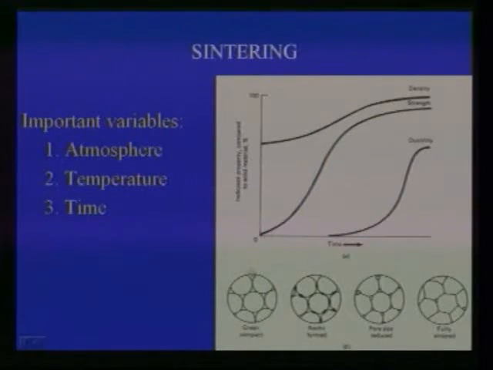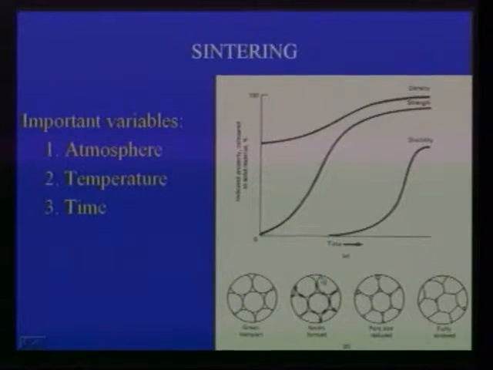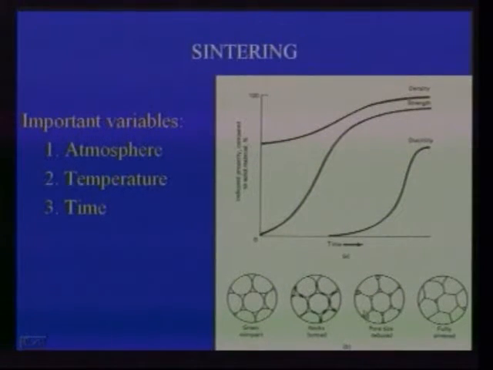If you see here, it is a green compact. There are only metal particles adjacent to each other. During sintering, what happens is initially neck formation along the adjoining edge takes place. After neck formation, the pore size is reduced, and after that finally grain boundaries are formed and the component is said to be fully sintered.